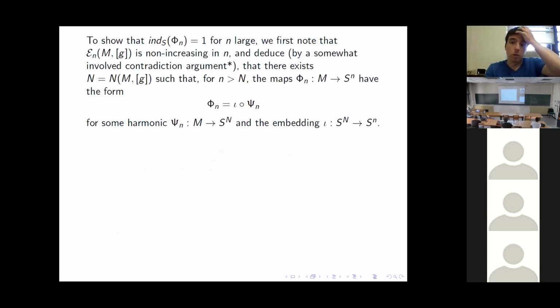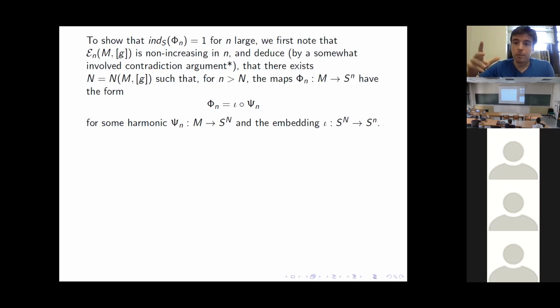So to show that this index is 1 for n sufficiently large, we first know that these energies are non-increasing in n. That's easy. And then there's a technical part we deduce by a contradiction argument. I put a star here, so I have a footnote later. That there exists some n, depending just on the conformal class, such that for all little n sufficiently large, maybe we should use 2 letters there, these Sn valued maps are given by harmonic maps into a lower dimensional sphere whose dimension is fixed by the conformal class, and then just the equatorial embedding of that lower dimensional sphere into Sn.